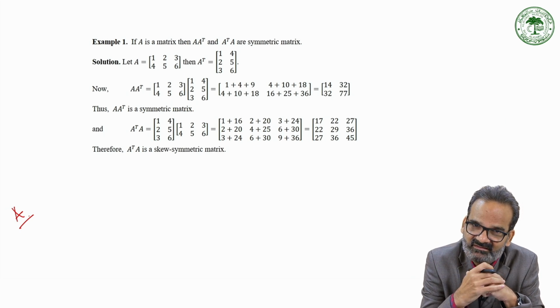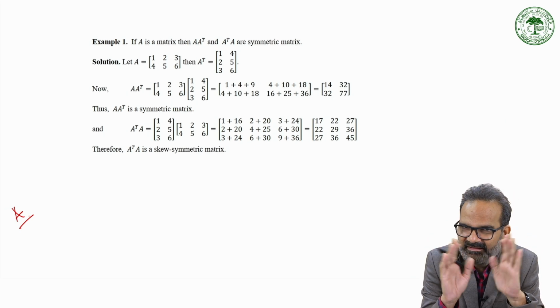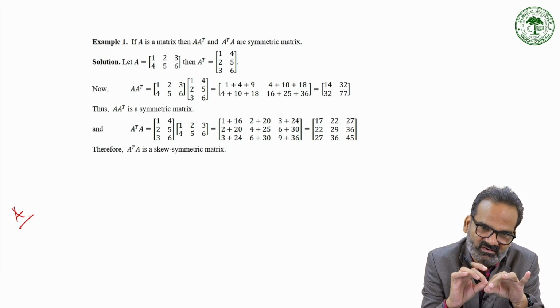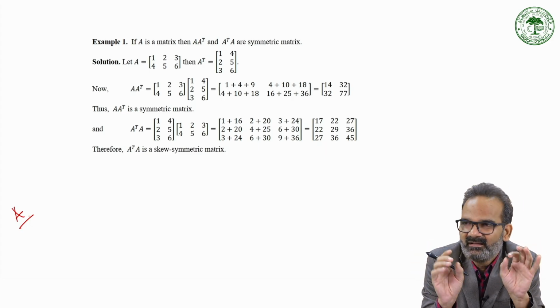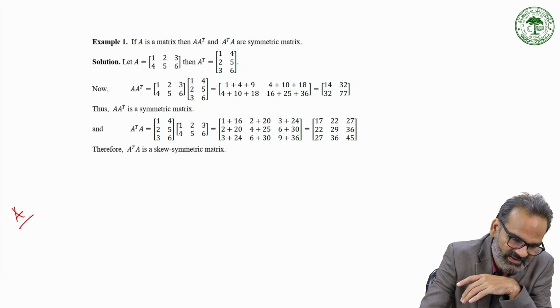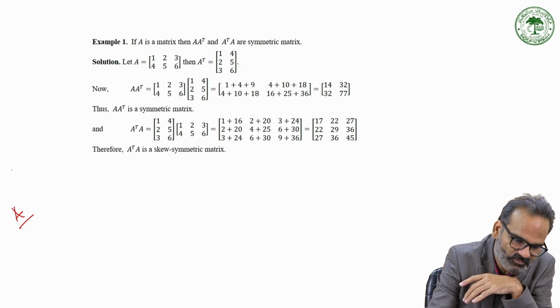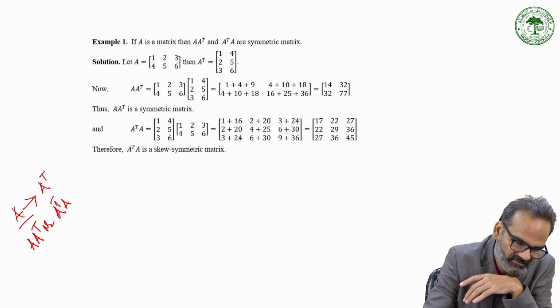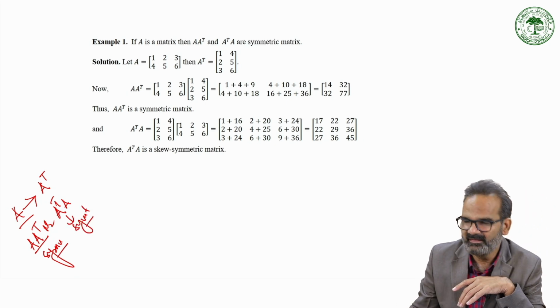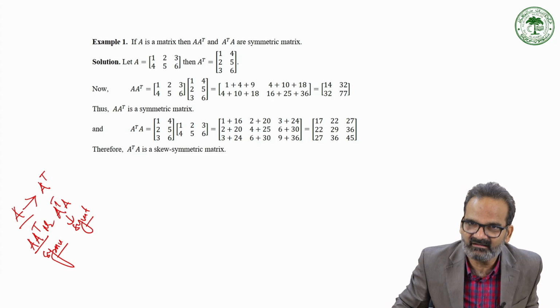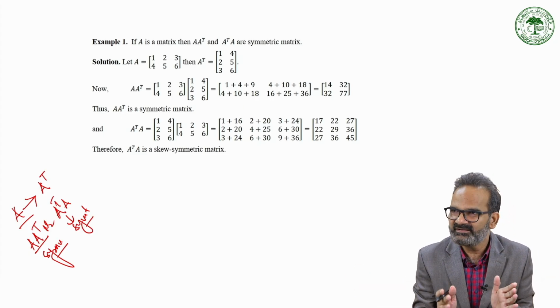So what is the question here? If A is any matrix, A is not specified here whether it is rectangular or square. It may be rectangular or it may be square. So if A is any matrix and we find out its transpose AT, then if we multiply A with AT or AT with A, this is a symmetric matrix and this is also a symmetric matrix, right? A into A transpose and A transpose into A both are symmetric matrices.